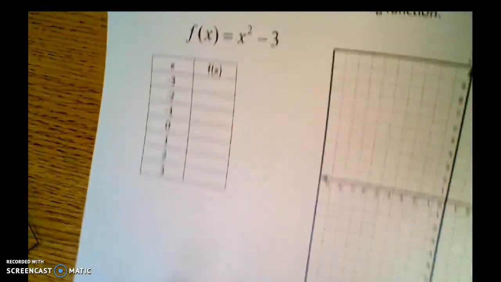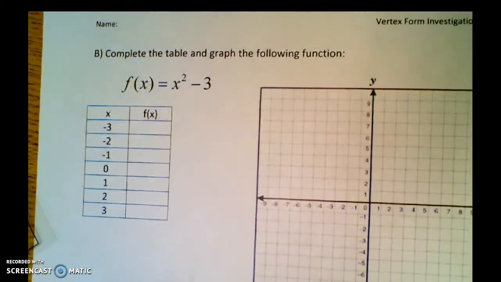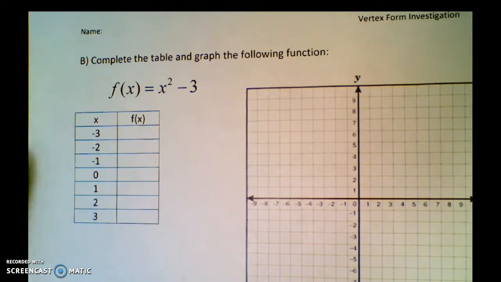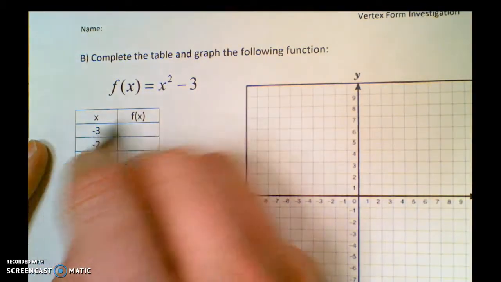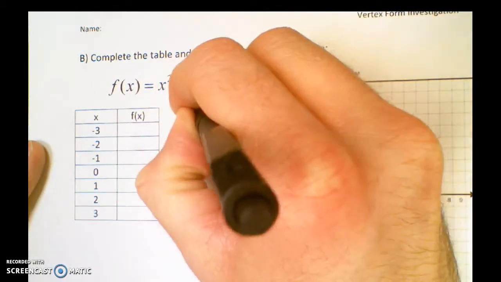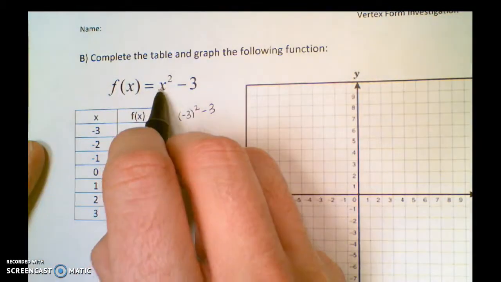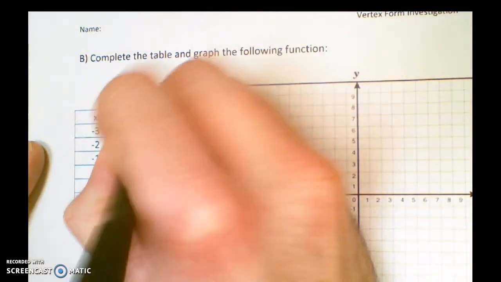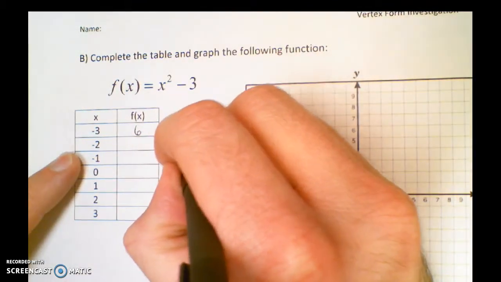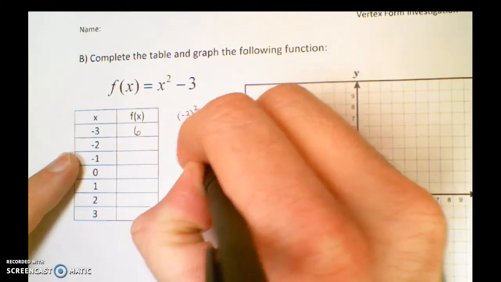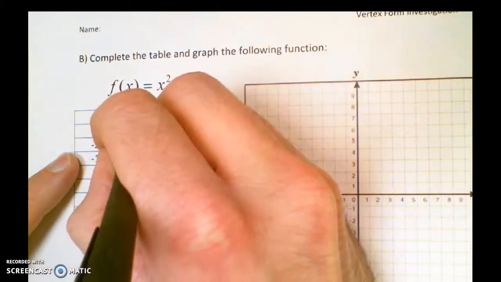For part 2 of the vertex investigation, and here we're subtracting 3. And by now you might be able to just predict what you think is going to happen to the graph, but I do want you to prove it by completing the table. So again, you're going to plug in your values and see what comes out. So here I'm going to plug in -3 squared minus 3. I'm plugging in -3 in for x. That turns into 9. 9 minus 3 is 6. Now I'm going to plug in -2 squared minus 3. -2 squared is 4. 4 minus 3 is 1.